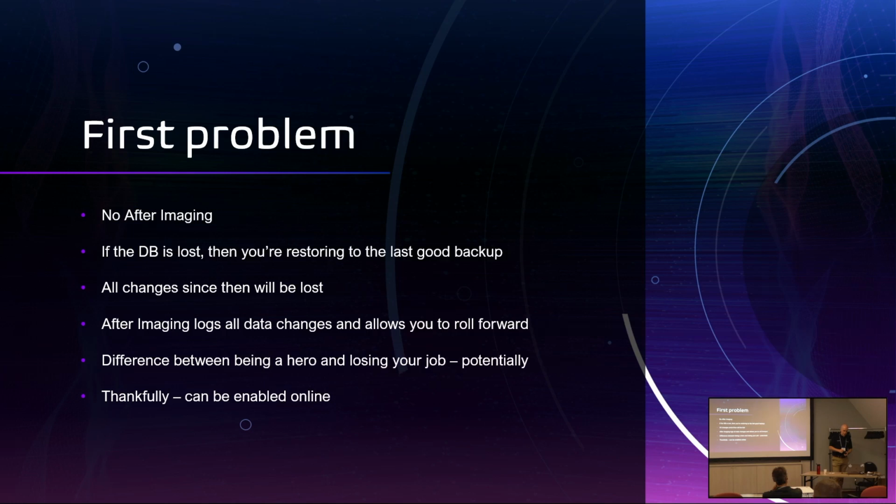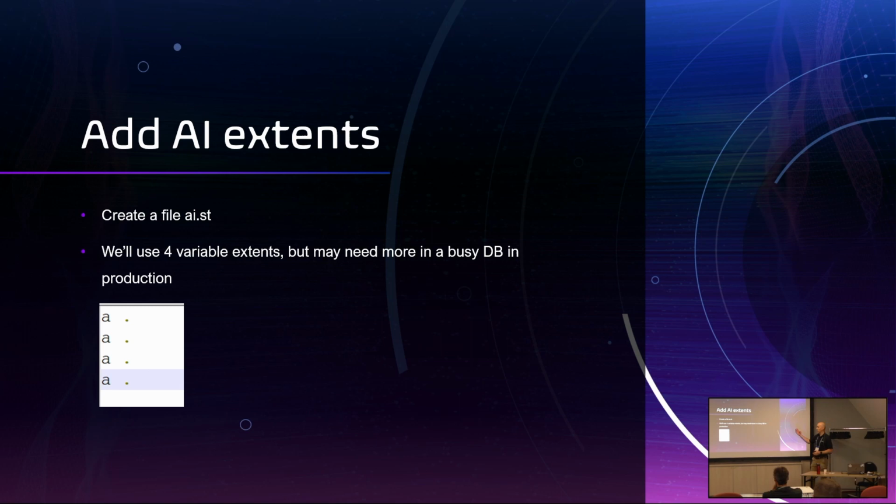So we're going to do that on our database. We're going to create a file, and I'm calling it ai.st. Again, it's arbitrary. You can call it whatever you want, but it's descriptive of what we're trying to do. We're wanting to put AI extents, or after image extents, on. And for this particular exercise, we're just going to create four variable extents in the working directory. So this A means that they're after image extents, and the dot means that they're in the current working directory.